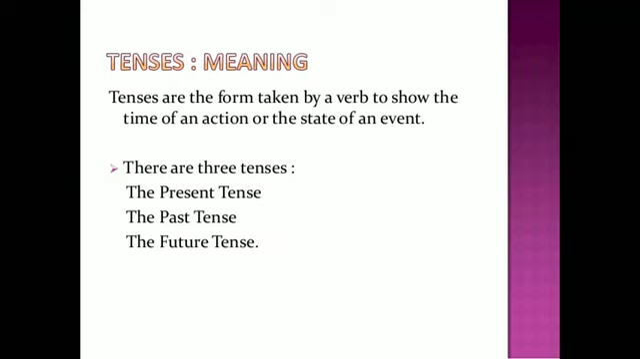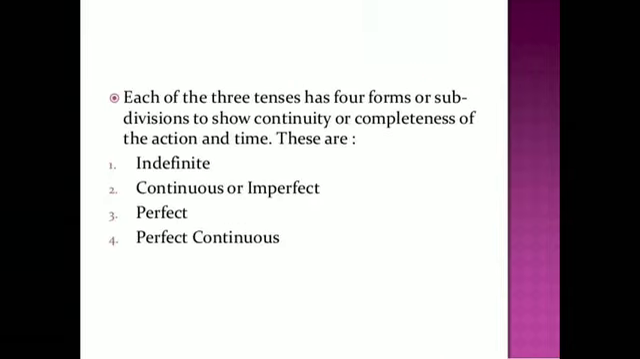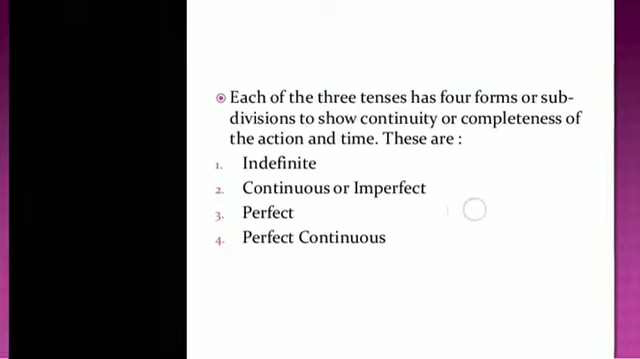After then future tense, which talks about future events. Likewise, Anil will read a book. So verb will read refers to the future tense. Each of three tenses has four forms or subdivisions to show continuity or completeness of the action and time. These are indefinite, continuous or imperfect, perfect, perfect continuous tense.